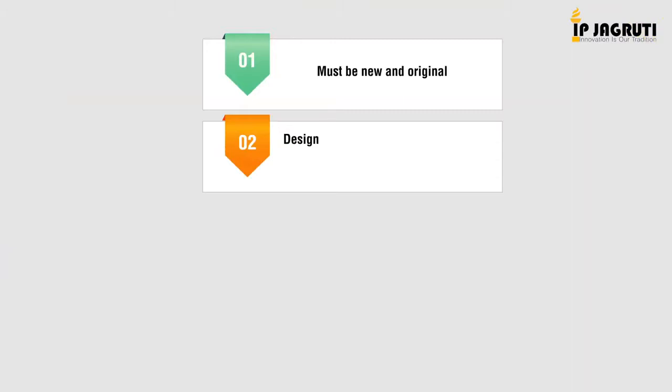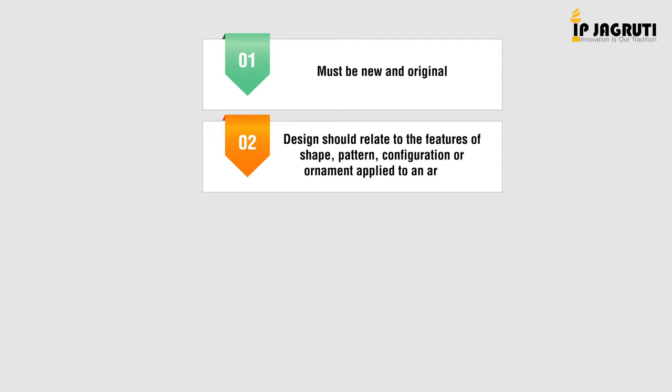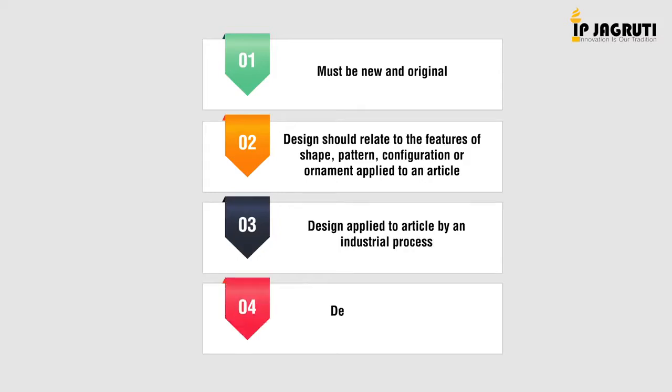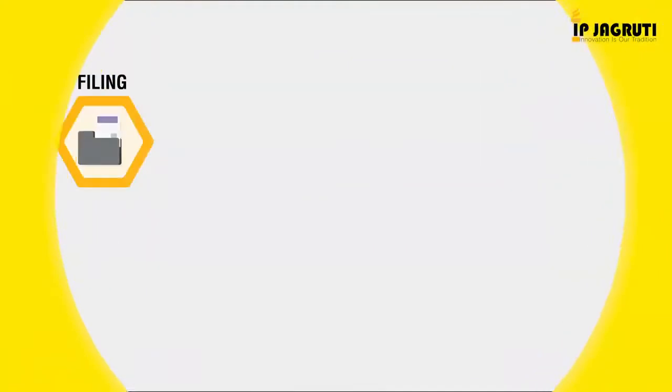Last but not the least, let us take a look at the overview of design registration. Number 1, must be new and original. Number 2, design should relate to the features of shape, pattern, configuration, or ornament applied to an article. Number 3, design applied to an article by an industrial process. Number 4, design must be visible. Let us now take a quick look at the flowchart of the design registration procedure.